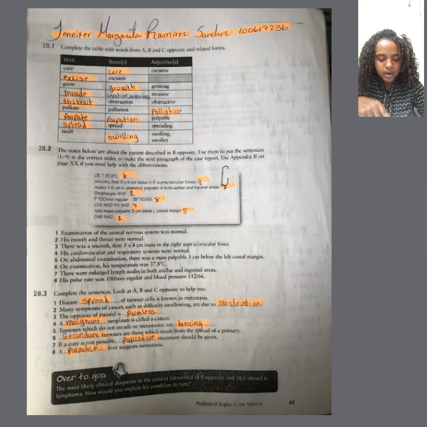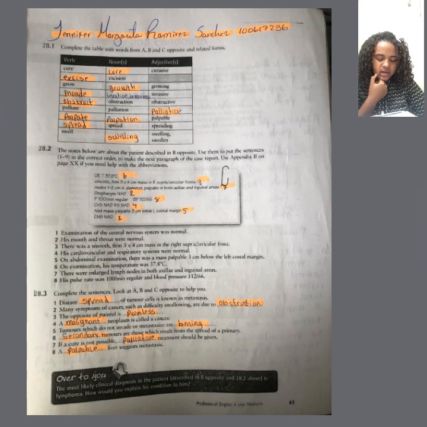Liver palpable 3 centimeters below the costal margin. Number 5. On abdominal examination there was a liver palpable 3 centimeters below the right costal margin. CNS NAD. Number 1. Examination of the central nervous system was normal.